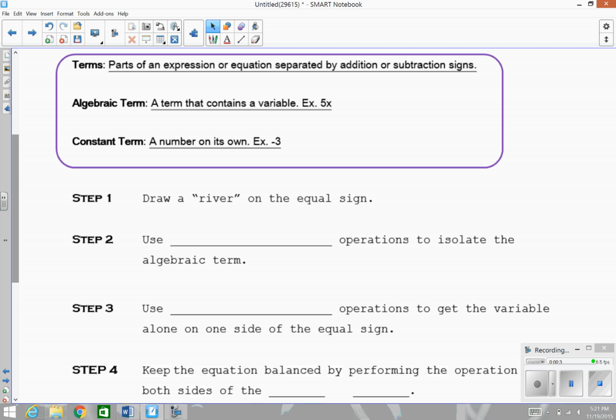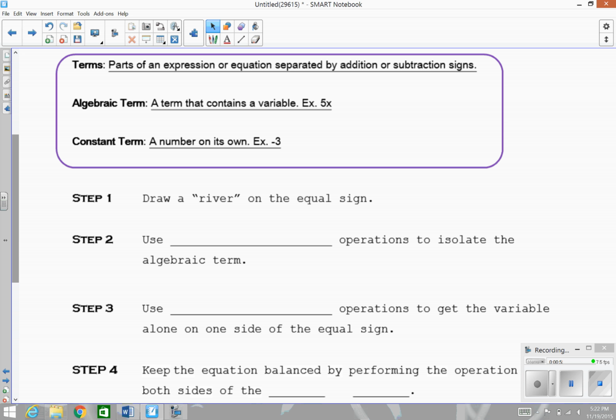I do want to remind you of some of our vocabulary that's coming back to help us today. Terms are part of an expression or equation separated by an addition or subtraction sign. An algebraic term is a term that contains a variable. The second you're talking about a variable, you're talking about algebra, and we call that the algebraic term. Whereas a constant is when you have a number on its own.